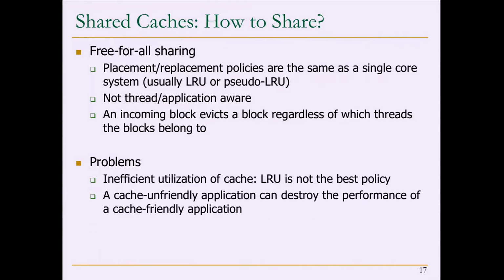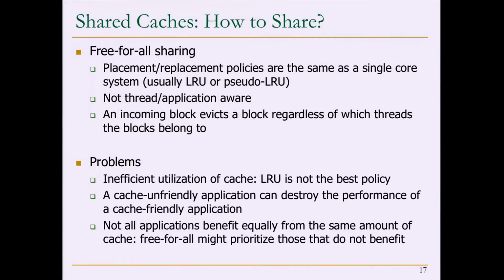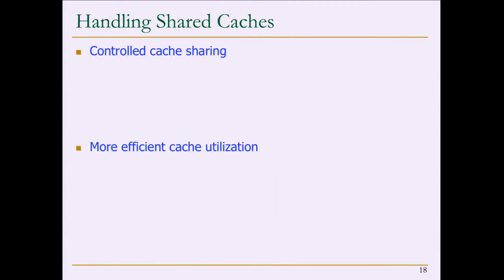OK, now not all applications benefit equally from the same amount of cache, right? Free-for-all might prioritize those that do not benefit. In fact, that may be the case. If you're streaming through memory, for example, you're allocating all of the cache blocks, and you may be occupying all of the cache, even though you're not getting any benefit from the cache. Whereas some other application that has good locality in the cache could have used that cache space much better, right? And as a result, you get reduced performance and reduced fairness.